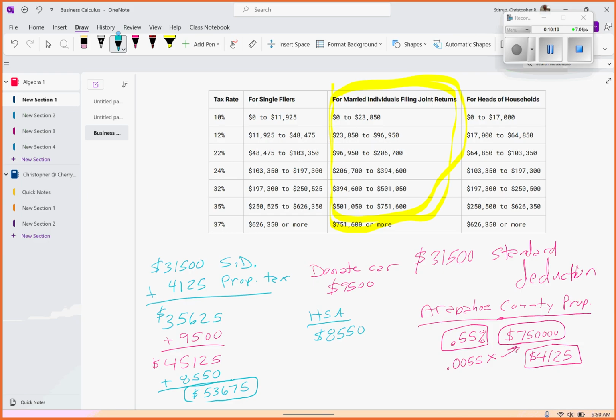Well, think about it. Let's say you're somebody who made $400,000. If I go 400,000 minus this, I'm no longer in the 32nd percentile, I'm in the 24th percentile. So I'm going to pay less in taxes with all of that, which is great.